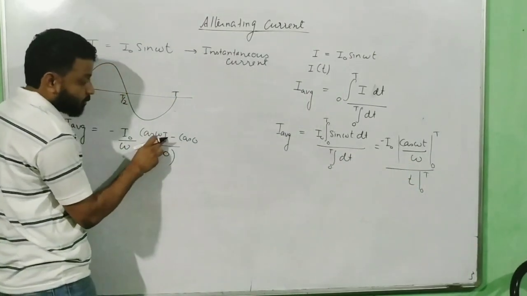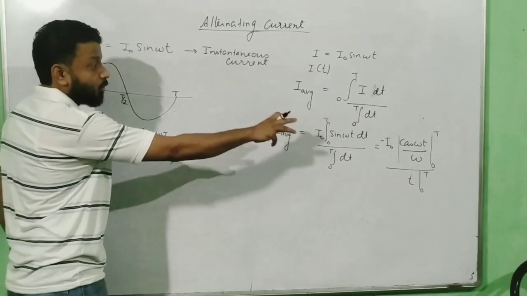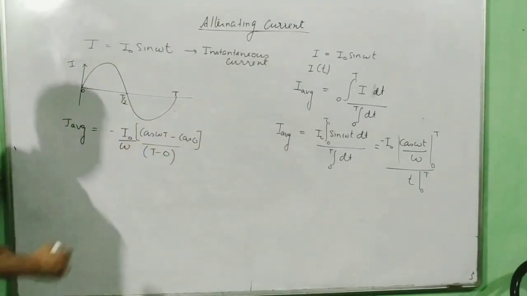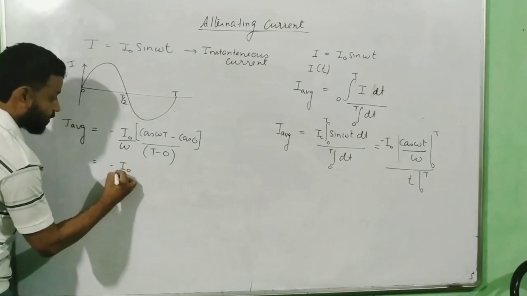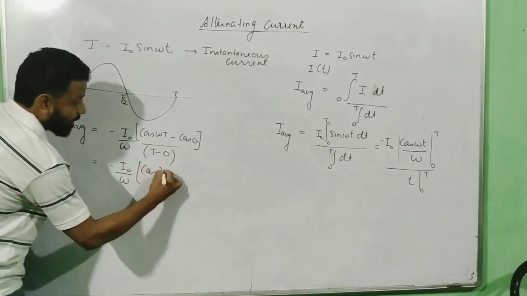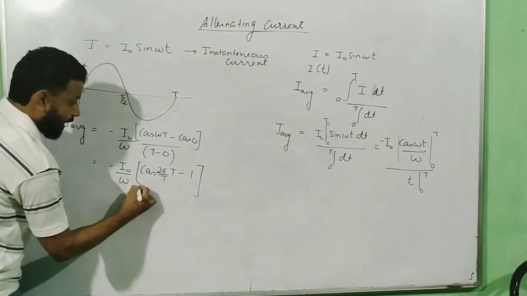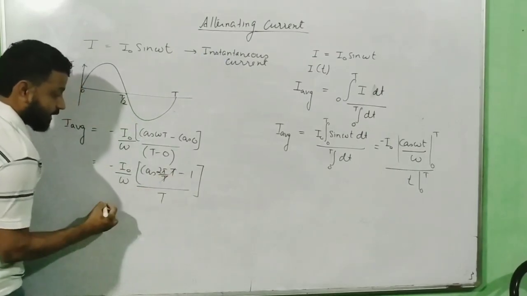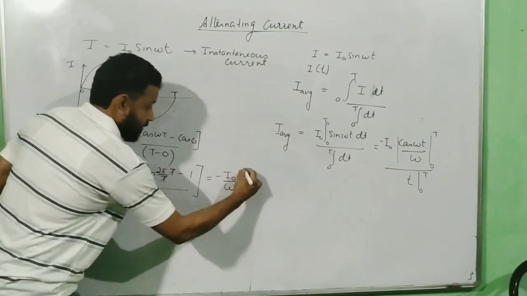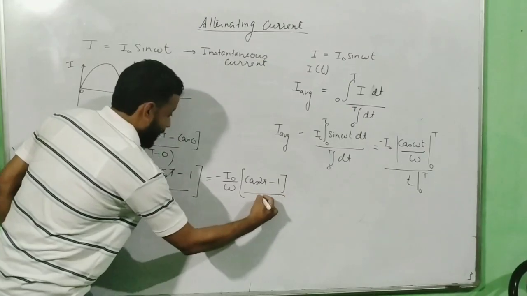In the upper boundary you are putting small t as capital T, and in the lower boundary you are putting small t as 0. So this becomes minus I naught by omega, cos omega T. Omega is 2 pi by T, as I justified earlier, minus cos 0, which is 1, divided by T. Now this T and this T will get cancelled out. So you will get minus I naught divided by omega, cos 2 pi minus 1, divided by T.